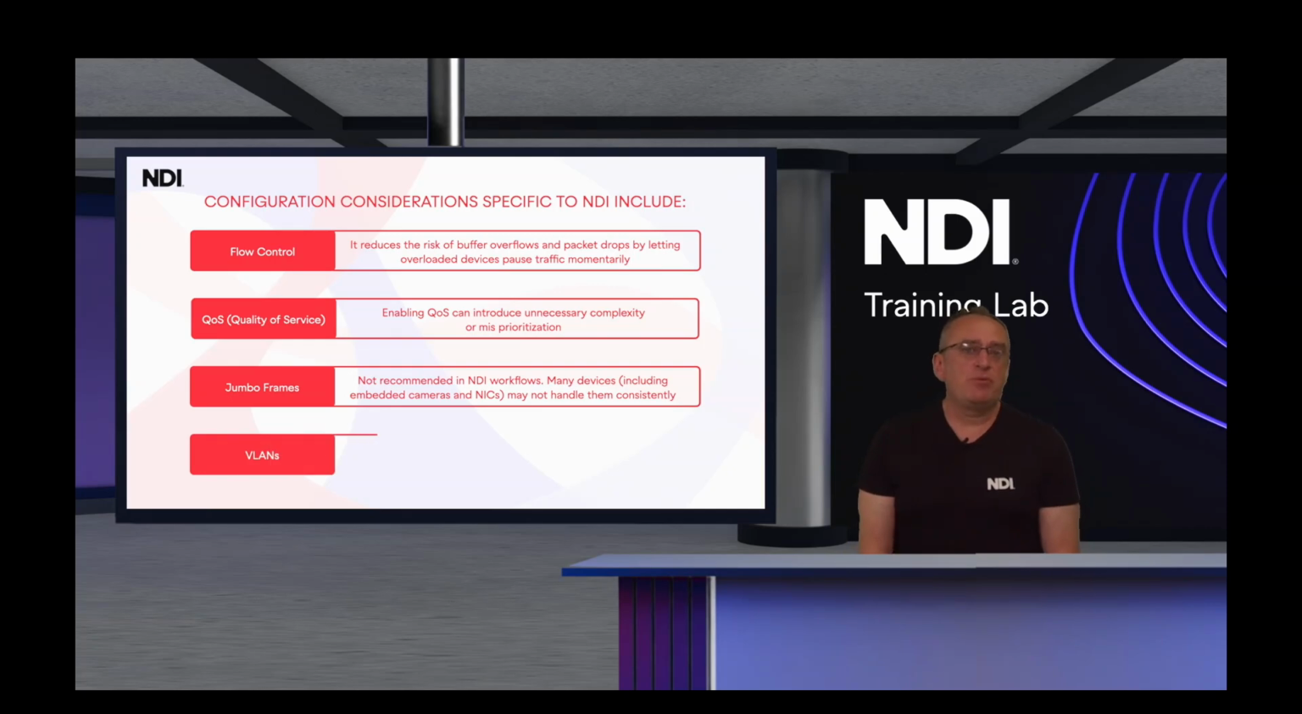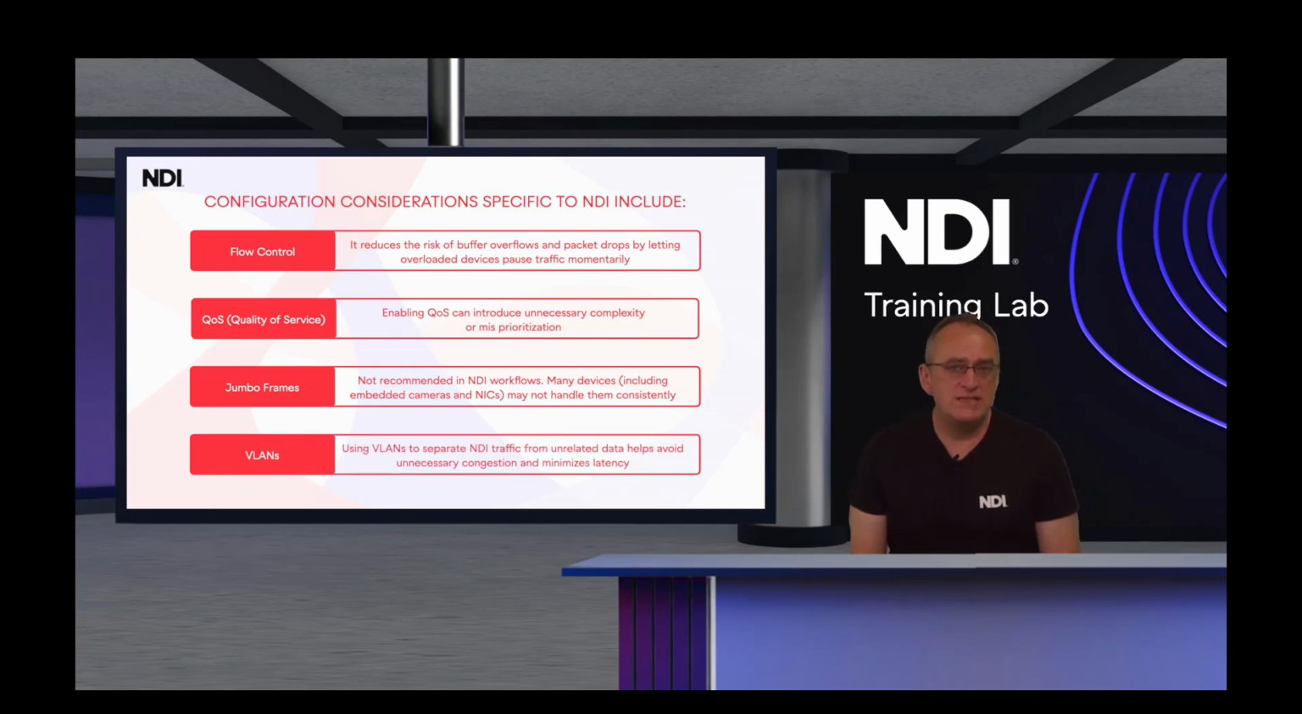Using VLANs to separate NDI traffic from unrelated data, for example, office traffic or internet access, can really help to avoid unnecessary congestion and minimize latency. This is especially beneficial in mixed-use networks or when multiple production teams share the same infrastructure.